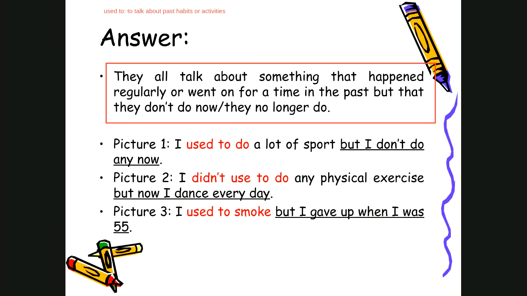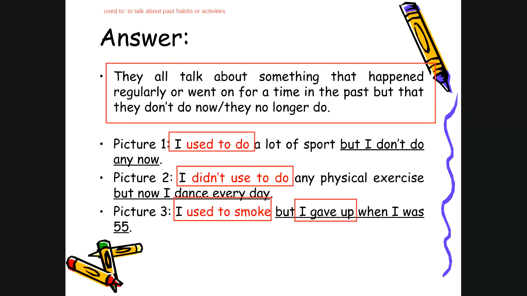In picture one, you have I used to do a lot of sport. I used to do. Notice the way they use the grammar. But don't do any now. Second one, I didn't used to do any physical exercise, but now I dance every day. And finally, I used to smoke, but I gave up when I was 55. So when you say I gave up, it's because you finish, you stop, you quit doing that activity.